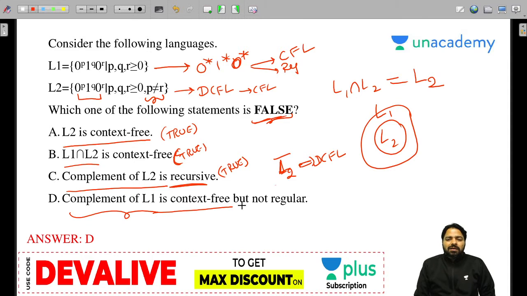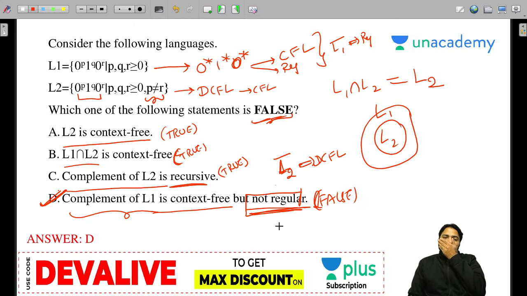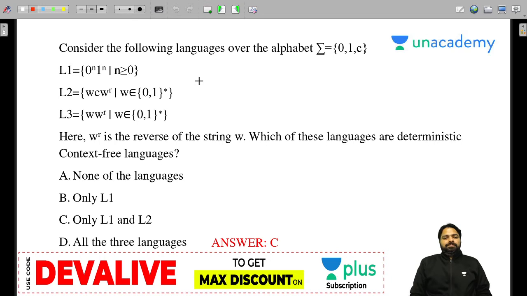That's correct. But they are saying not regular. If L1 is regular, L1 complement has to be regular. But they are saying not regular. That is why we are not choosing option D. Right? We are not saying that is true. It is false. This is the only false statement. Take time and do it quickly, guys.